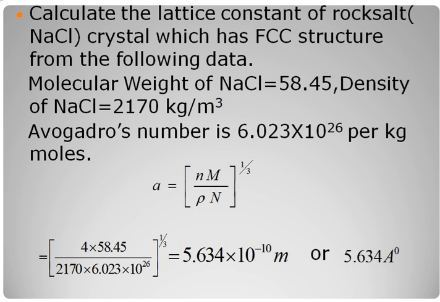Now we know the formula for lattice constant a. It is nM upon rho into N raised to 1 by 3. Now substituting the value of n as 4 and the value of M, we will get the value as 5.634 into 10 raised to minus 10 meter, or it can be considered as 5.634 angstrom unit. In this way we can use the value of lattice constant to calculate the value of density, or if the density is known, we can calculate the lattice constant of the unit cell.